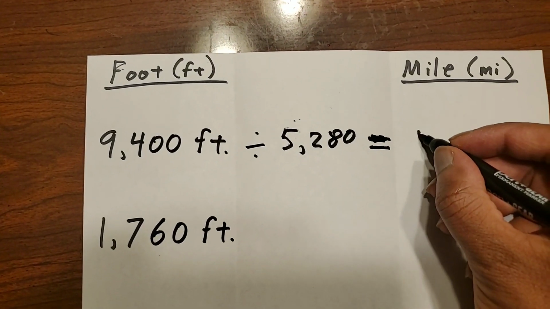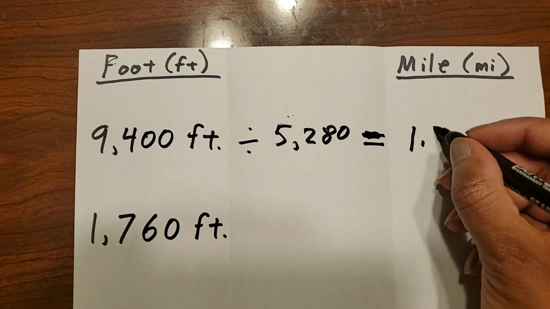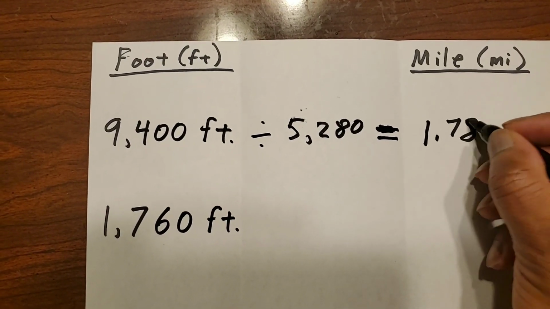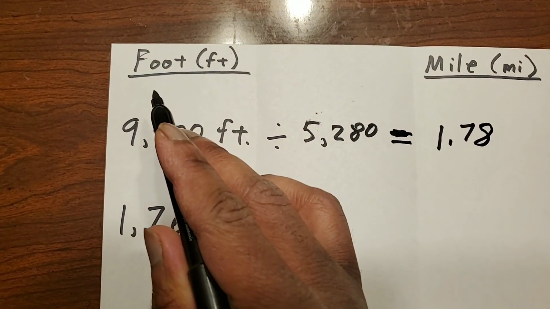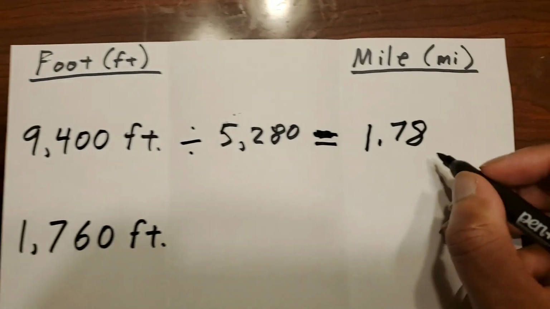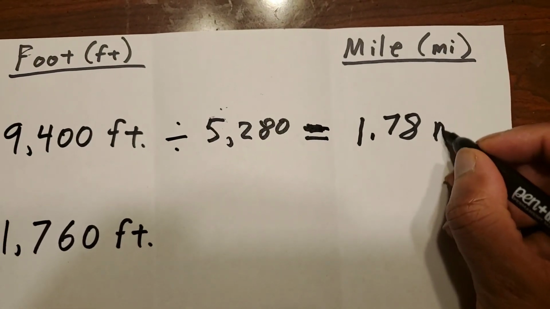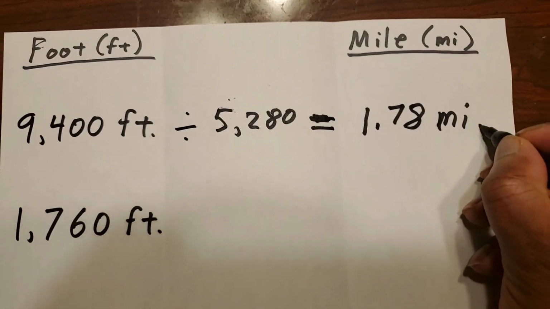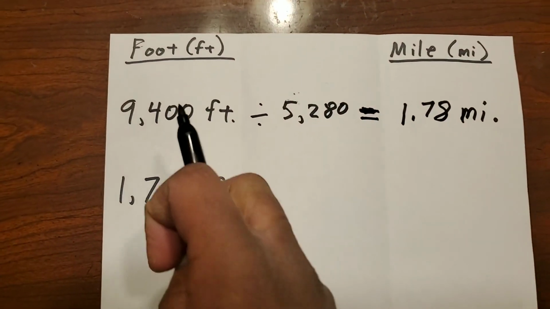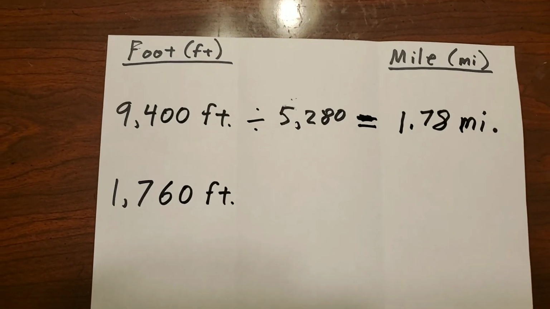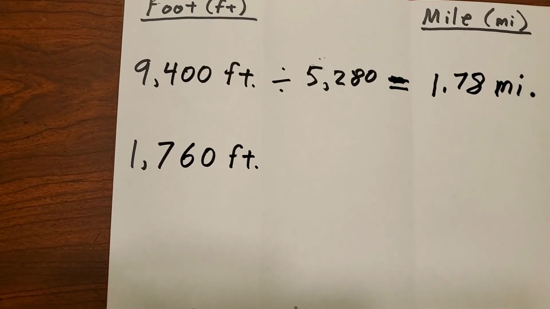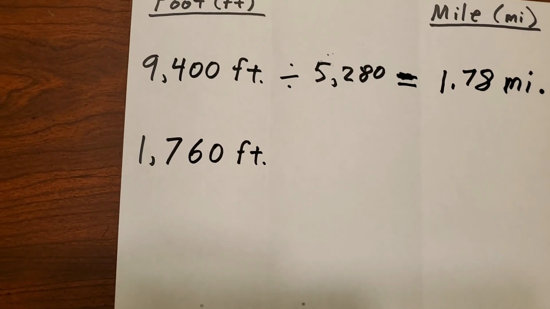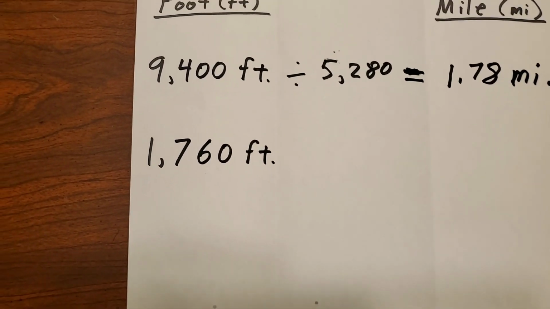If you said 1.78, you are correct. 1.78 what? We're converting these feet this time into miles. So 1.78 miles. So 9,400 feet is the same as 1.78 miles. What about 1,760 feet? I think this is going to be less than a mile, but that's okay. We can still divide it.